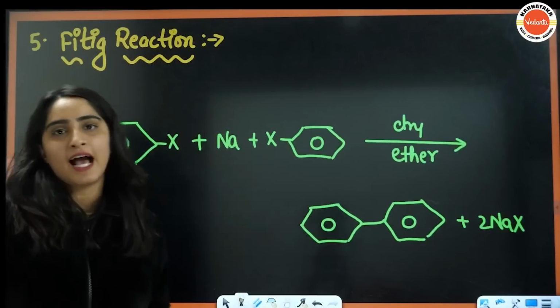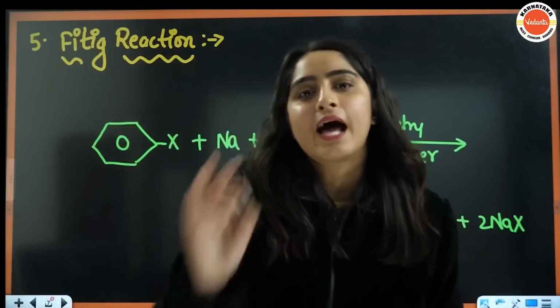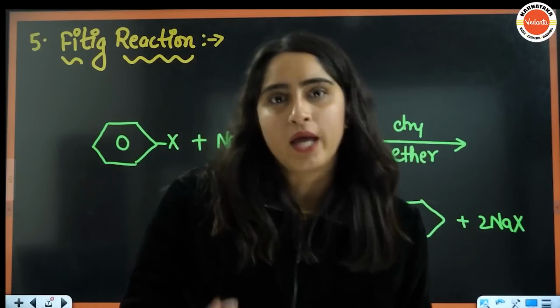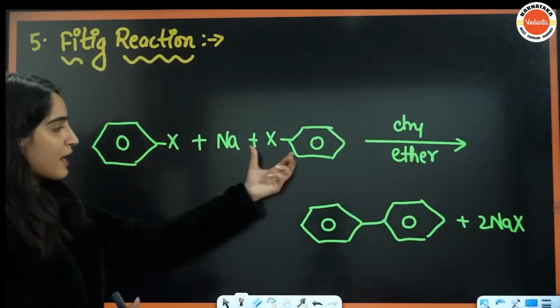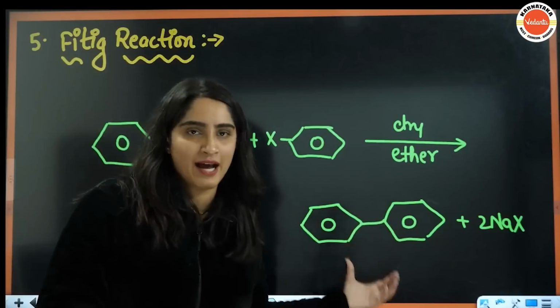And after that, in the Fittig reaction, both the halide parts are aryl. Both of these are aryl and will have the formation of biphenyl here.